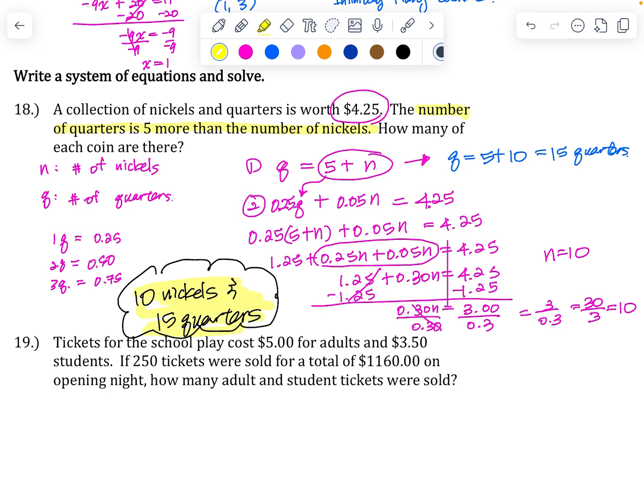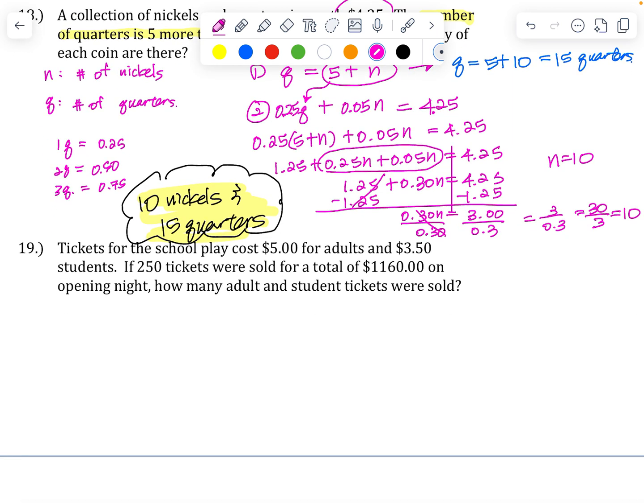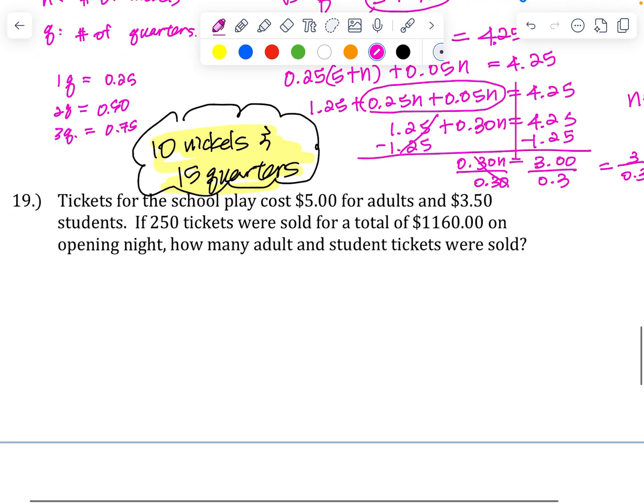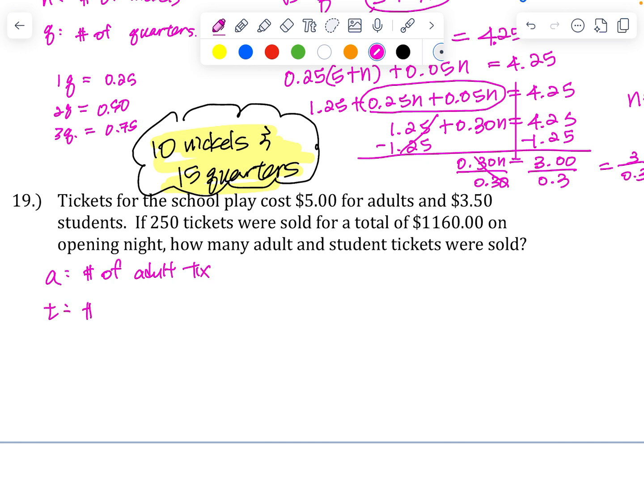Okay, all right, last problem. Tickets for the school play cost $5 for adults and $3.50 for students. If 250 tickets were sold for a total of $1,160 on opening night, how many adult and student tickets were sold? So our two unknowns are number of student tickets and number of adult tickets. So A is the number of adult tickets, and for students, I'm going to do T. I don't like doing S.